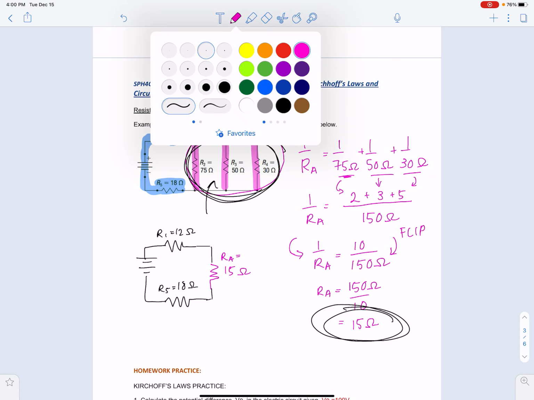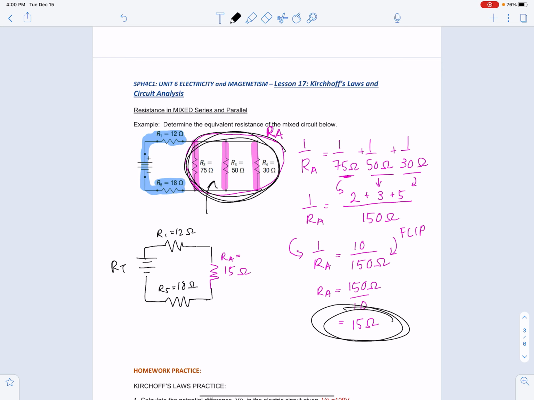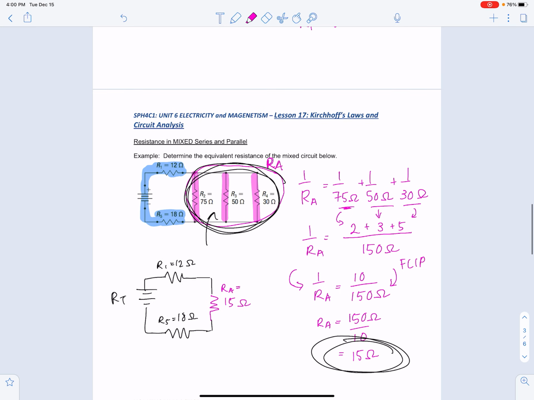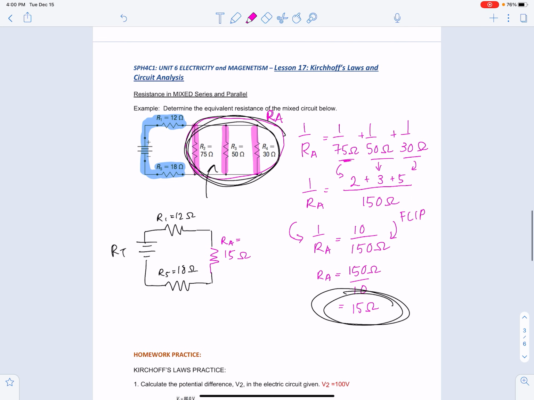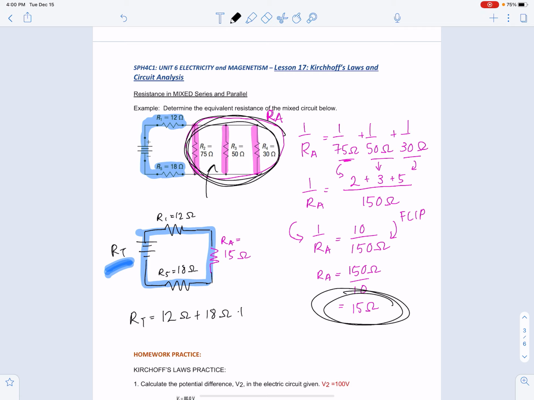So if I want to find the total resistance, now I've reduced this complex circuit into a simple series circuit that only has one path. So if you look, this is one path. So if I want to find the total, I can just add these together. RT is equal to 12 ohms plus 18 ohms plus 15 ohms. And if you punch this into your calculator, you'll end up with 30 plus 15 is 45 ohms.